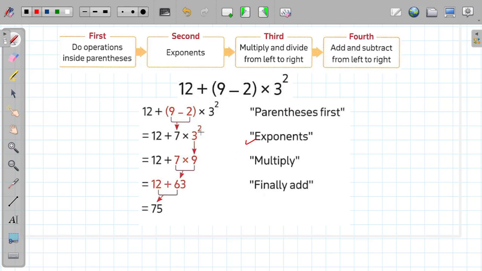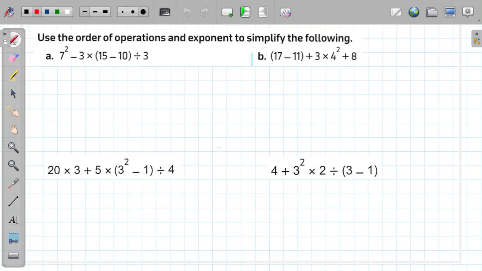Okay, so 3 to the power of 2 equals 9. Next, we multiply. So 7 times 9 equals 63. Finally, we add the numbers. So 12 plus 63 equals 75. Okay? Let's do some examples like this.